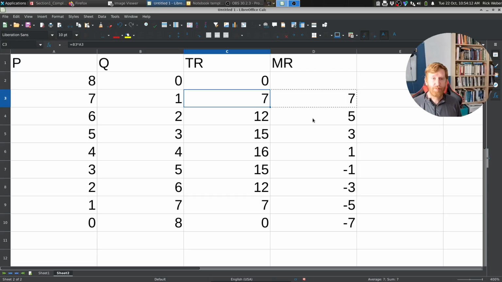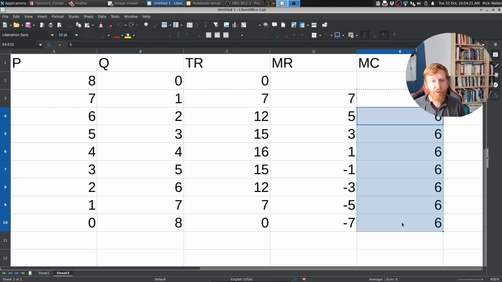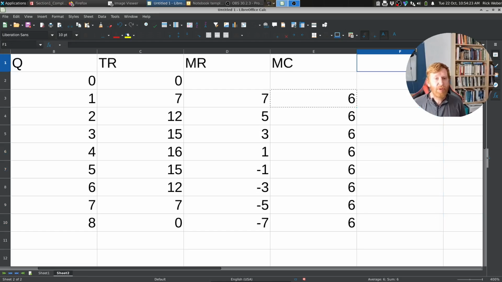So if we had, for example, a marginal cost of, say, 6 for all of our units, then we could say, in terms of profit, here we're basically going, or let's call it marginal profit.